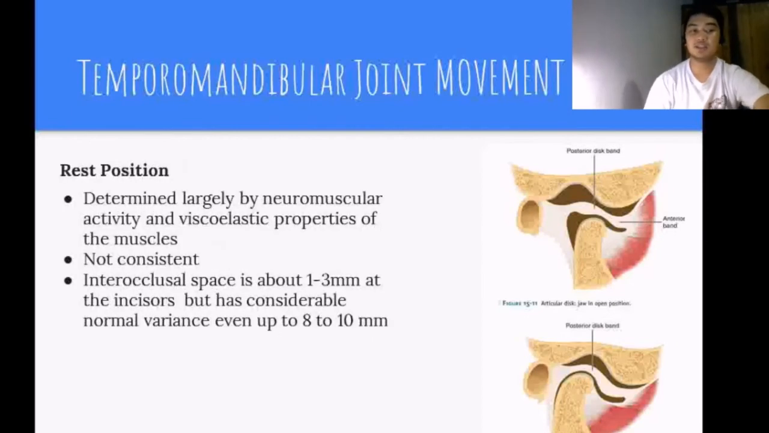So the next one is rest position. Resting position is determined largely by neuromuscular activity and viscoelastic properties of the muscle. In here, take note that the resting position is not consistent, since sometimes the interocclusal space is about 1 to 3 millimeters at the incisors, but sometimes it becomes higher, up to 8 to 10 millimeters, but it is still considered normal.